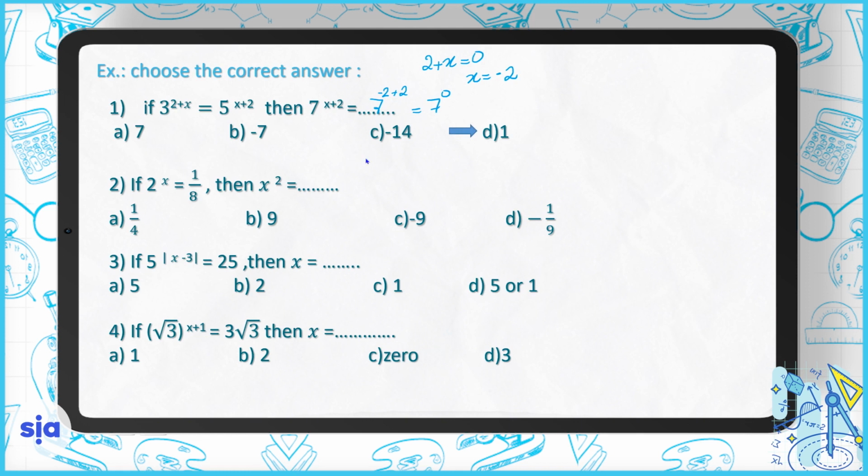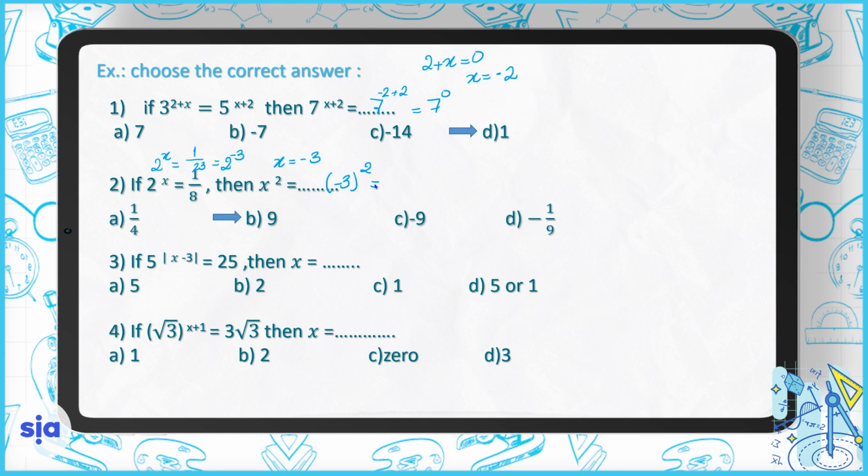Question 2, if 2 to the power of x equals 1 over 8, what is x squared? How can I make 1 over 8 as a base of 2? Excellent! 2 to the power of x equals 1 over 2 power 3, which equals 2 power negative 3. So x equals negative 3. Now, negative 3 all to the power of 2, the result is positive 9.